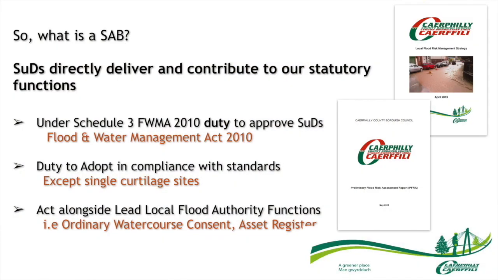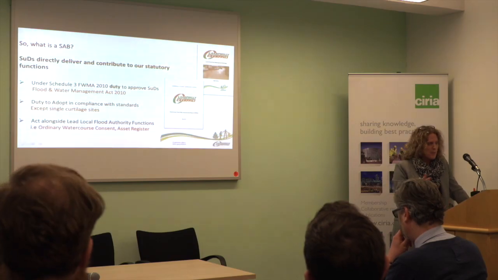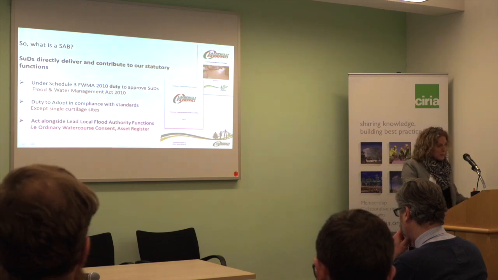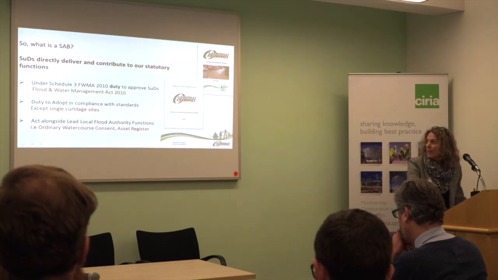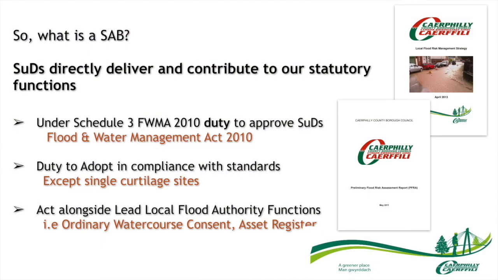So what is the SAB? Under Schedule 3 of the Flood and Water Management Act, local authorities, as the SAB, have a duty to approve SUDS which follow the national standards for SUDS. With the exception of single curtilage sites, the SAB has a duty to adopt these SUDS. So basically, your superstores, your schools, your cemeteries, that sort of thing, we wouldn't adopt, but we would have to approve the designs. We're also going to be doing this function alongside our local flood authority function, so your ordinary watercourse consents, your asset register, your Land Drainage Act, your Highway Act, and so on.